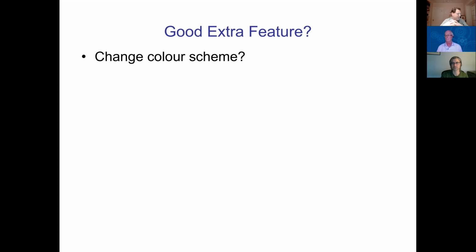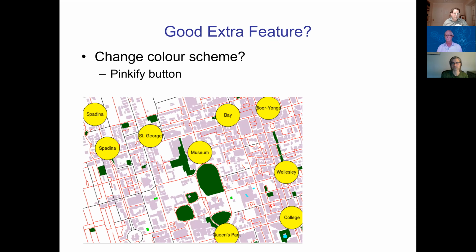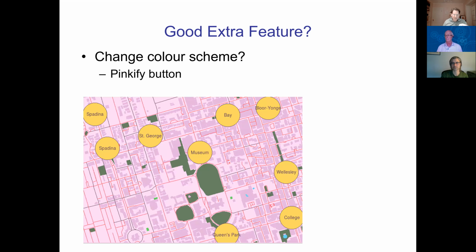Okay, so let's talk about extra features. We could change our color scheme. Dr. Tallman and I have been brainstorming this for weeks, and we came up with this fantastic idea. We're going to change the color scheme. We're going to have a pinkify button. So here's our usual map, and whenever you click the pinkify button, it gets more pink.